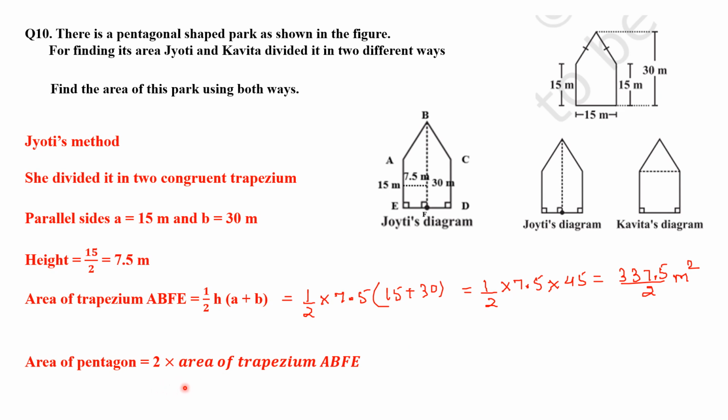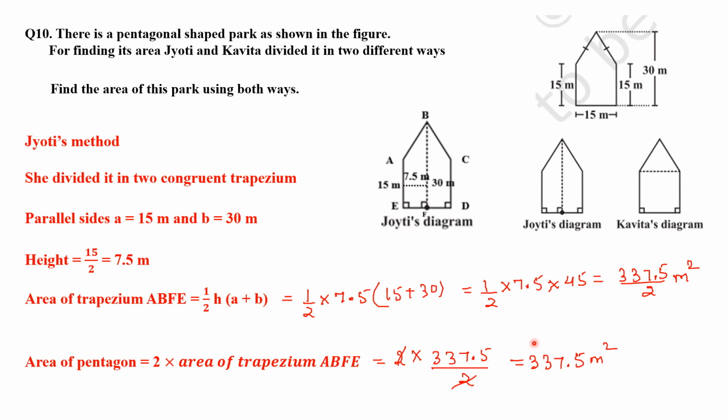So area of the pentagon will be 2 into area of the trapezium ABFE, and from here I can write it will be 2 into 337.5 by 2, and the 2 you can cancel. So area is 337.5 meter square. Now this area I have found using Jyoti's method.